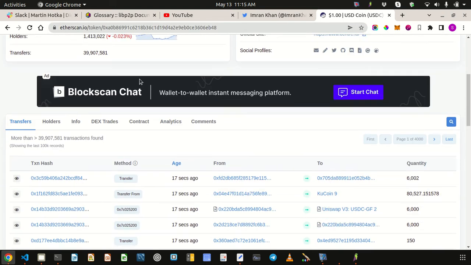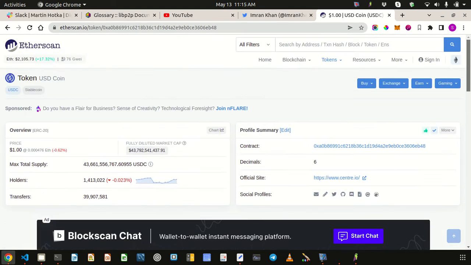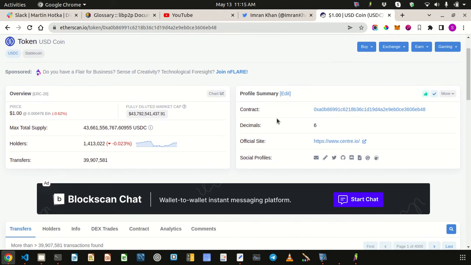Now you can see that a lot of information is being revealed about this particular token. This is the smart contract address. This token can be divided to 6 decimal places. This is the company which has deployed this token into the blockchain, and you can click this link to get more information about this particular company. And this is the total number of tokens that have been minted, or the total supply of the tokens. This is the total number of holders of the token, roughly 1.4 million holders on the blockchain.